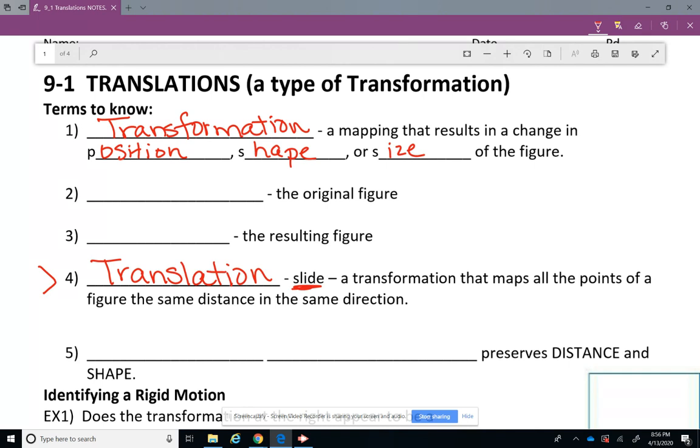So an example of translation besides playing dominoes, in case you don't do that, would be playing checkers or playing chess, where you're moving pieces. The size doesn't change, the shape doesn't change, but its placement changes. All right, in a transformation, the original figure is called the pre-image. That's the original figure. All right, the resulting figure is called the image.